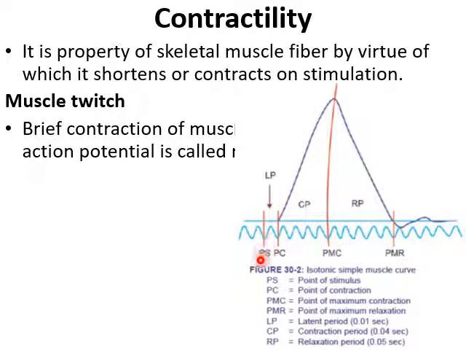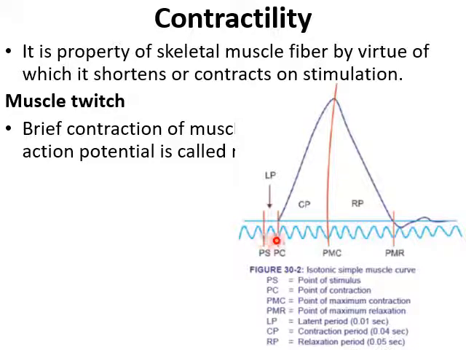There is a point of stimulation. This PS represents the point of stimulation, and then there is a latent period. This latent period is the duration between the point of stimulation and the contraction, that is, what we exactly see as contraction in the muscle fiber. Okay, that is the latent period. Then there is a contraction phase. This contraction phase is from the baseline to the peak of the muscle twitch, and then there is a relaxation phase which goes from the peak of the contraction phase to the baseline.